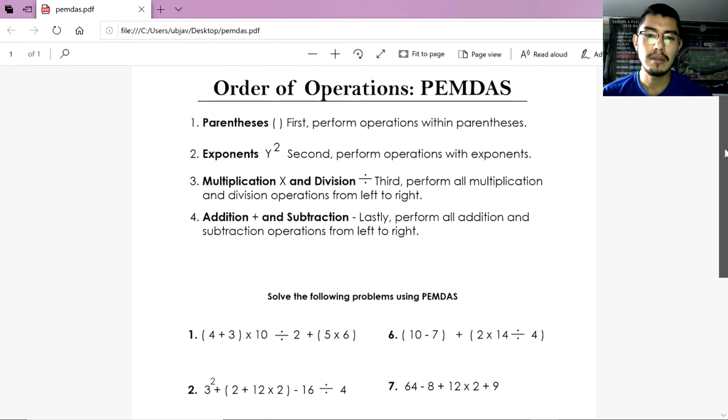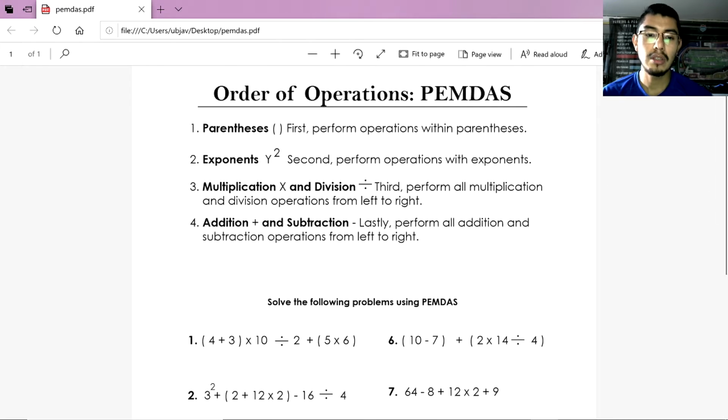So now the third is multiplication and division. You perform all multiplication and division operations from left to right. So what that means is that when you only have multiplication and division, you're gonna start from the left to the right, no matter whether the division's first or multiplication's first. Right? So after you're done with that, you go to addition and subtraction. That's the last thing you perform. So it's all addition and subtraction operations from left to right. So again, from left to right, no matter whether it's addition first or subtraction first.